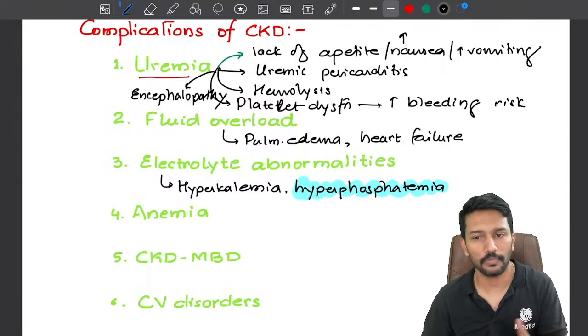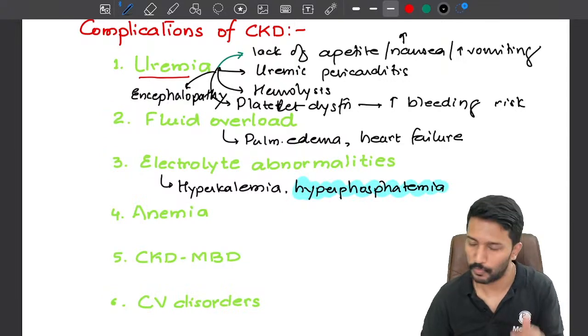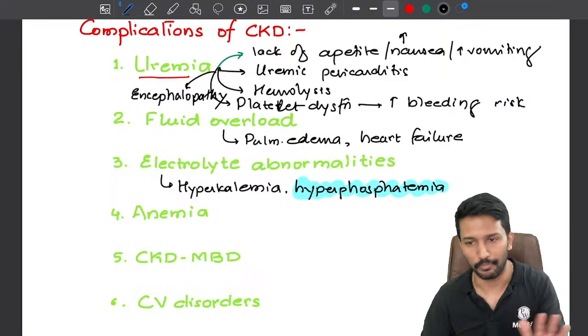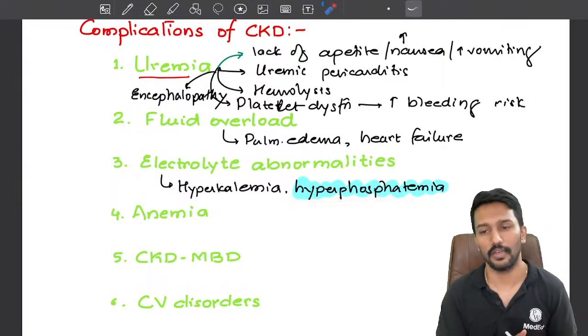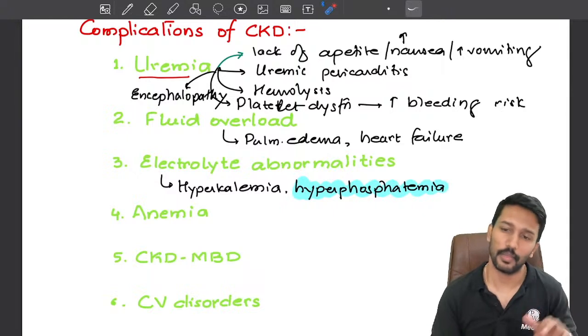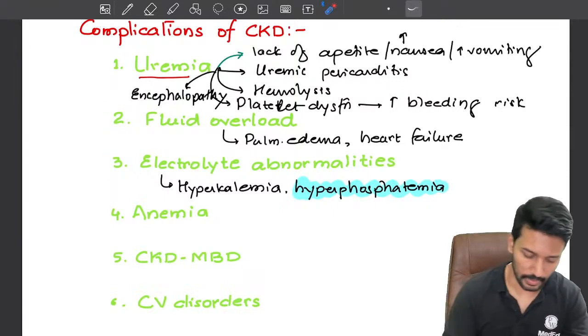When kidneys fail, phosphate cannot be eliminated. There is no other way to eliminate phosphate. So kidneys fail, phosphate rises. Simple. Right? So you never see hypophosphatemia in kidney disorders. You can see hypokalemia, you can see hyponatremia, hypernatremia, but no hypophosphatemia. You have to remember that.